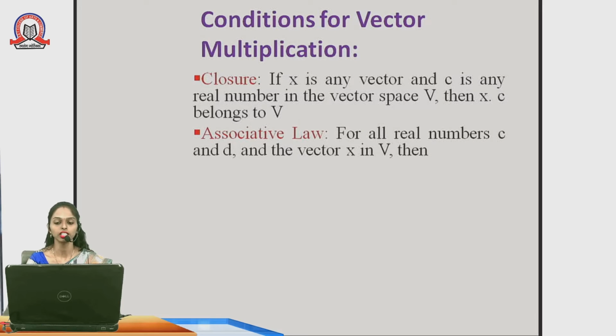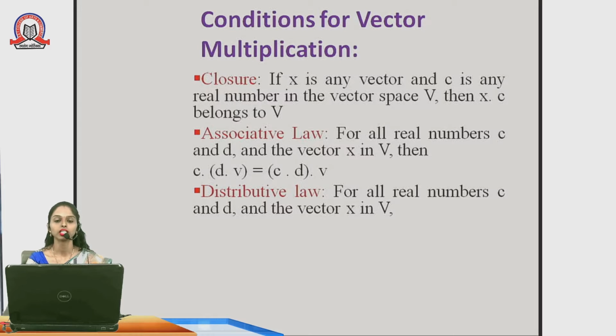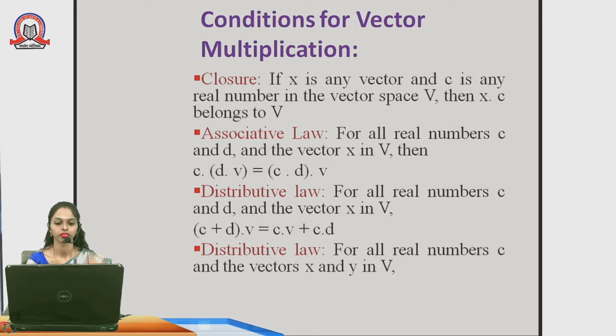Next, associative law. In associative law, for all real numbers C and D and the vector V in the vector space, C into (D V) is equal to (CD) into V. Third property is the distributive law. For all real numbers C and D and the vector V belonging to the vector space V, then (C plus D) into V is equal to CV plus DV.